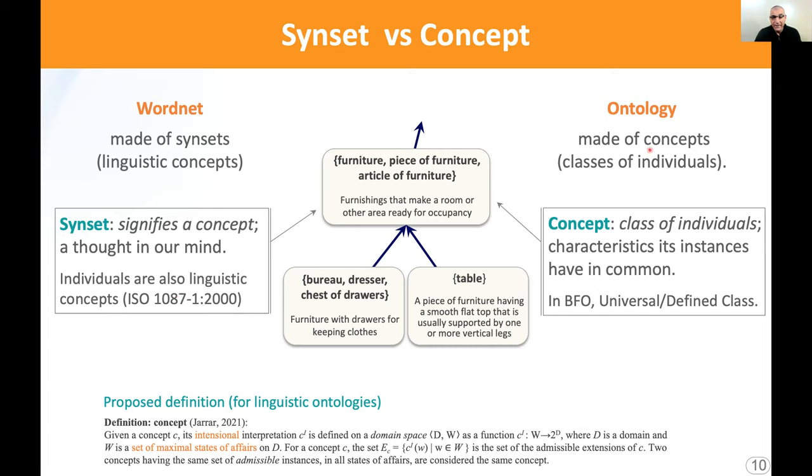While on the other side, an ontology is made of concepts, but the notion of concept here means classes of individuals.